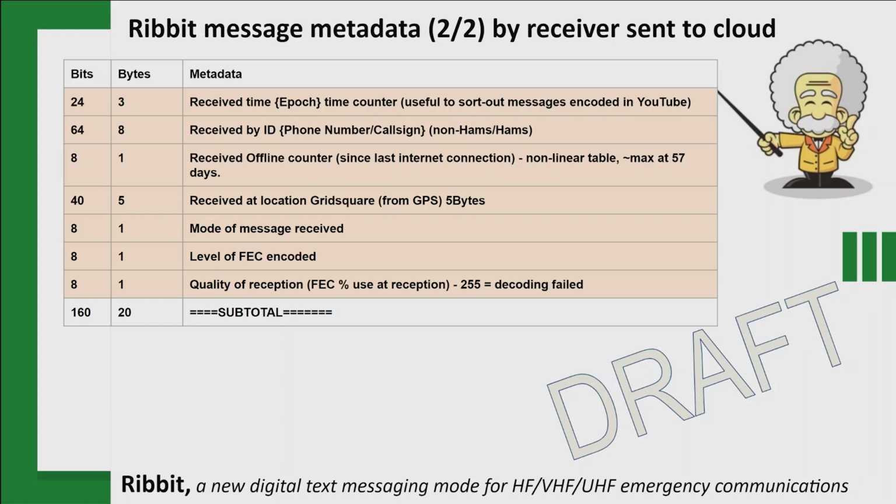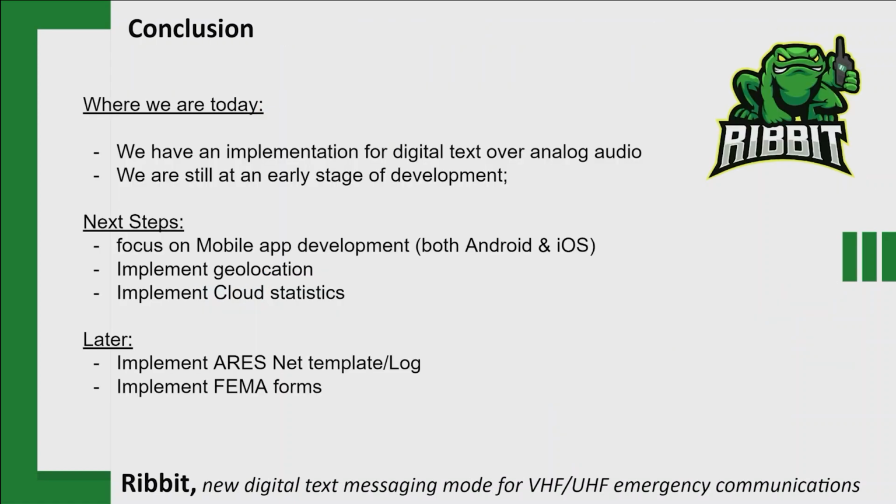And here at the bottom, it's still to be discussed, but we want to actually measure the quality metrics of the reception. So, how much of the error correction was used, what was the signal to noise ratio, all of that, so that it starts to collect telemetry. And this is a good segue to where we are today.